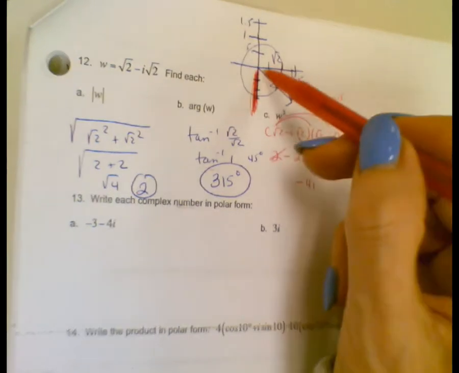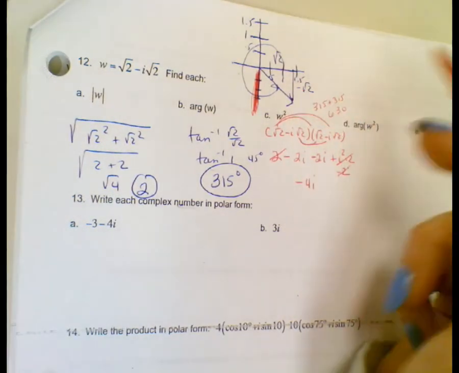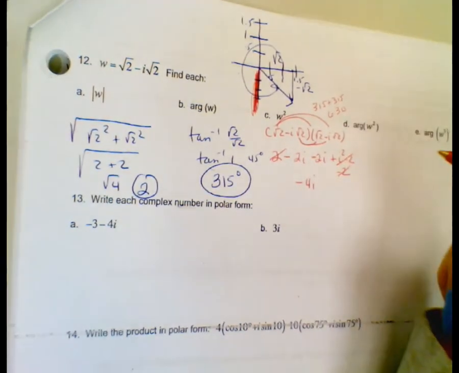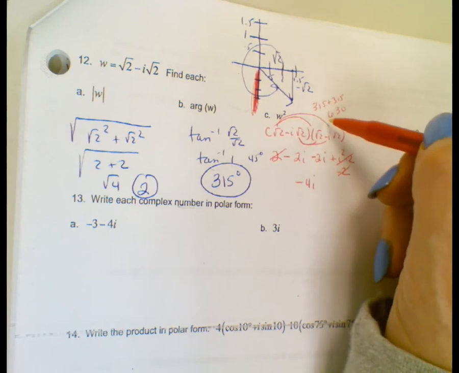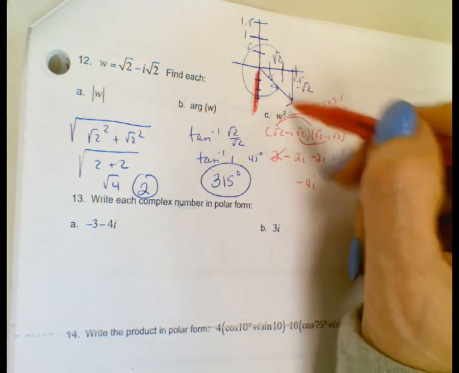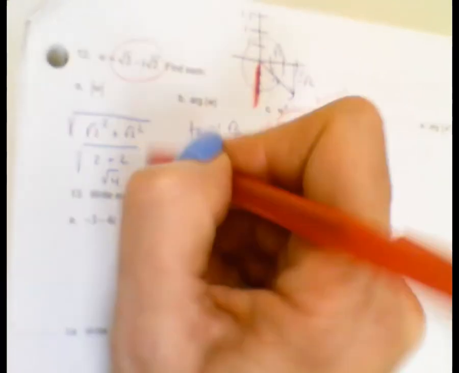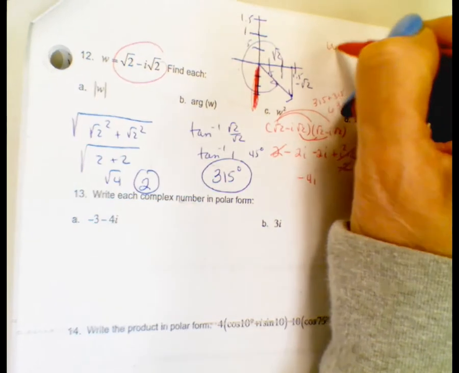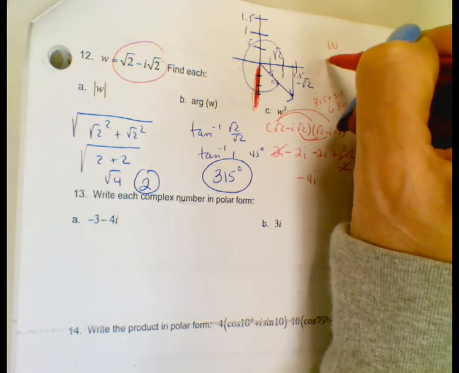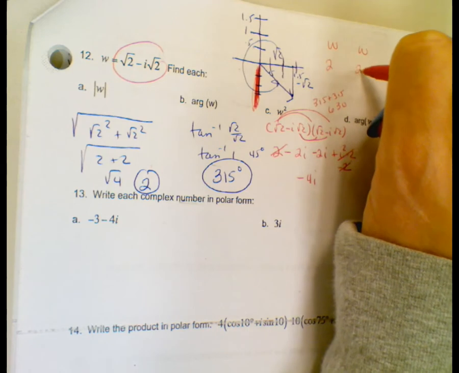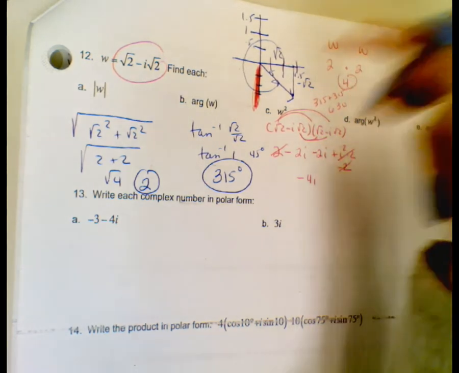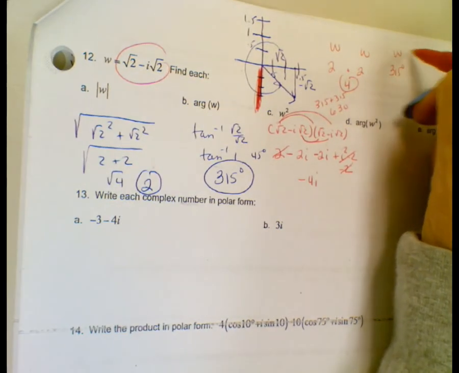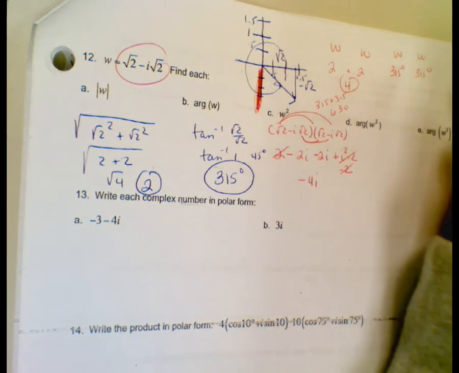Now, this length was 2. So when you have a length of 2, this didn't happen with the unit circle because the unit circle's lengths were 1, so 1 times 1 was 1. But this is 2, so every time you multiply, you're going to multiply the length by 2. So the first W had a length of 2. The second W had a length of 2. So you multiply those to get 4. That's why it's 4i.